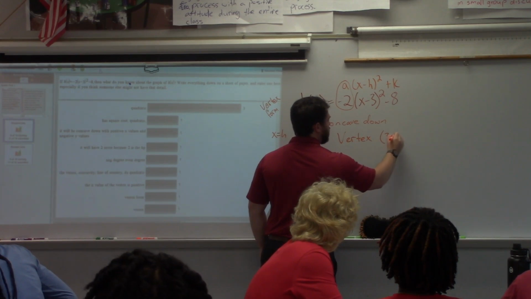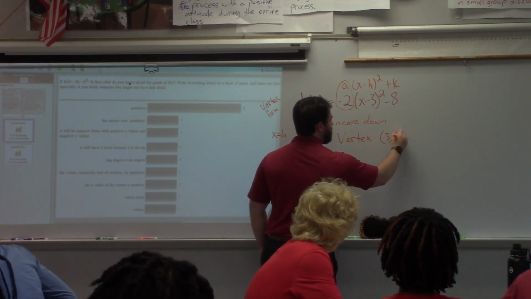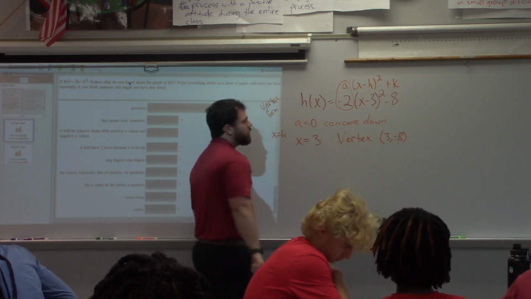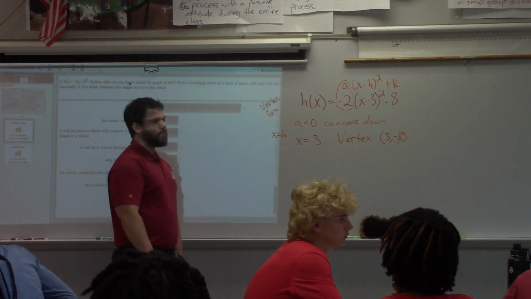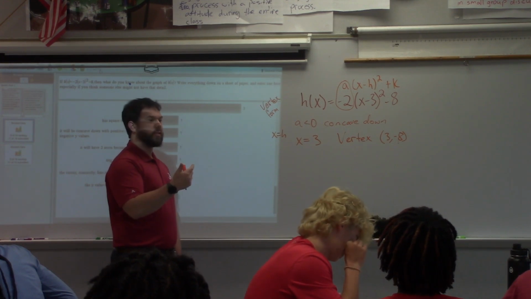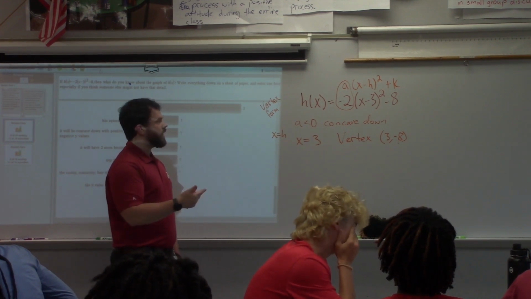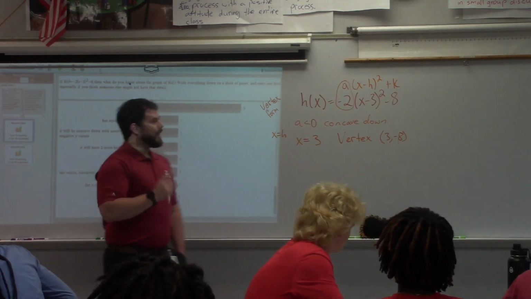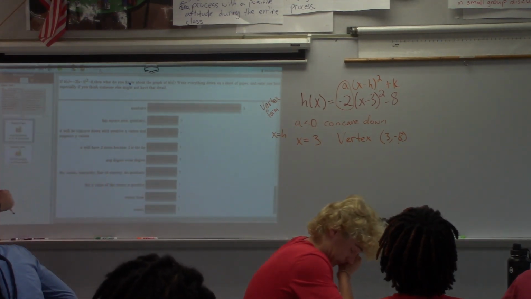So my vertex is 3, comma, -8. Now, Jamarcus, can you tell us why it's a positive 3 right there? Because I see x minus 3. Remember, it's x minus h. We need to switch that sign, right? So it's always going to be the opposite with that x value. So the vertex is 3, comma, -8. Does anyone know anything else about this function?